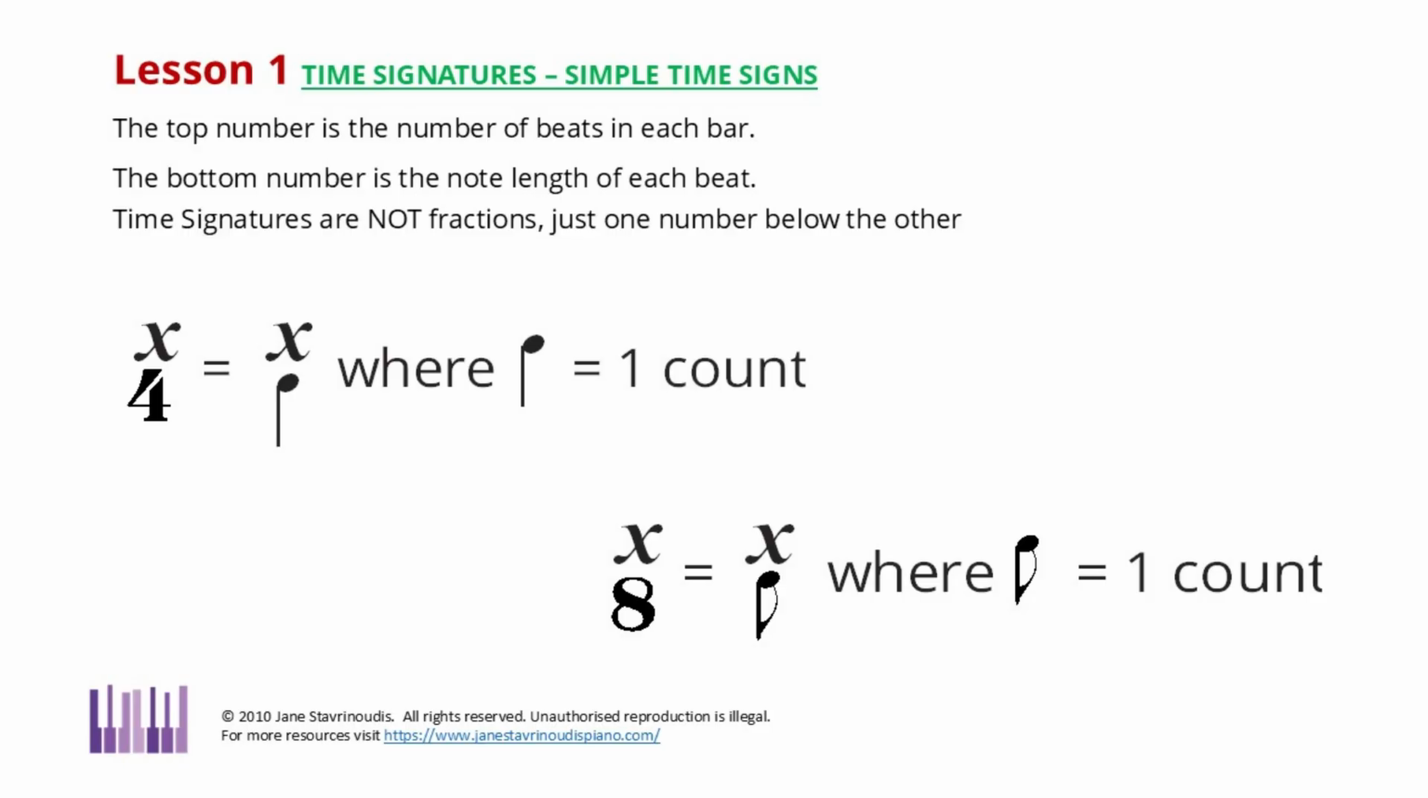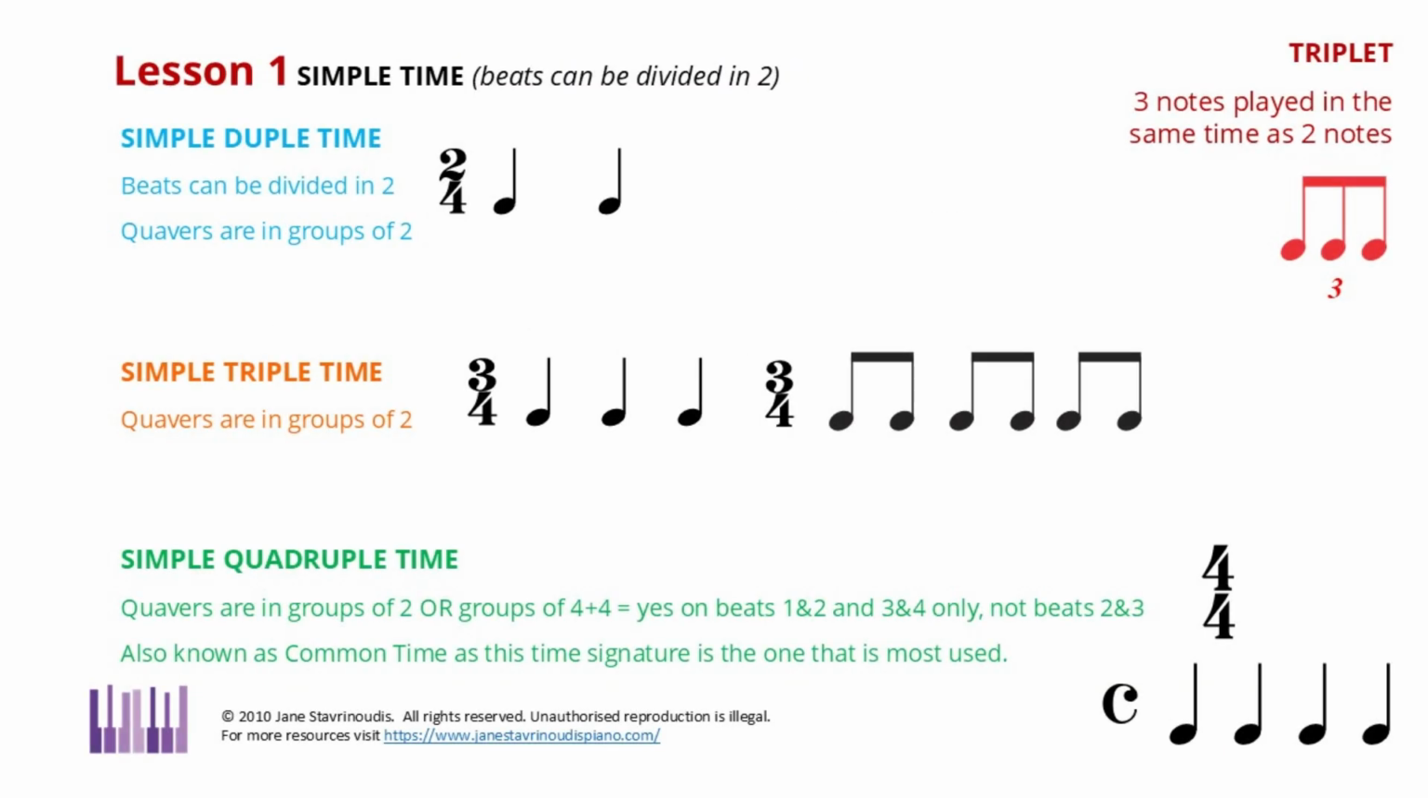The bottom number 4 tells you that each beat is worth 1 crotchet or quarter note. If the top number is a 2, then there will be 2 crotchet beats in each bar. If the top number is a 3, then there will be 3 crotchet beats in each bar. If the top number is a 4, then there will be 4 quarter note beats in each bar. If there is a triplet, then all 3 quavers are played in the same time as 2 quavers, and this is a hint that you are in simple time.